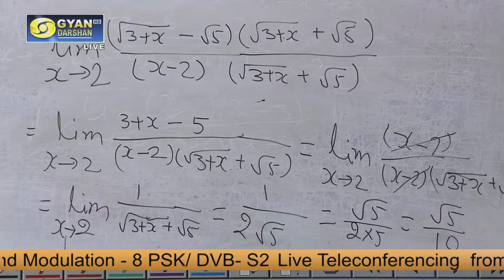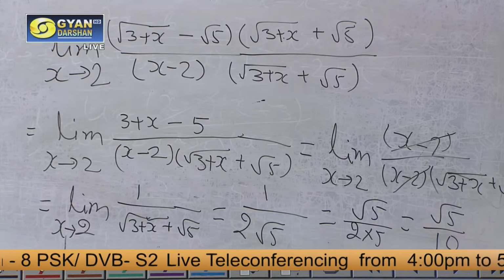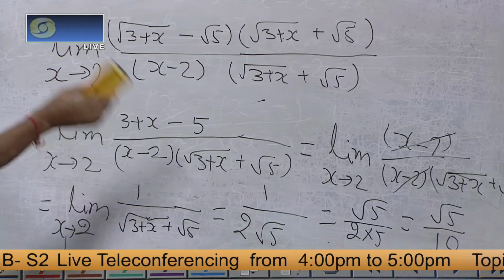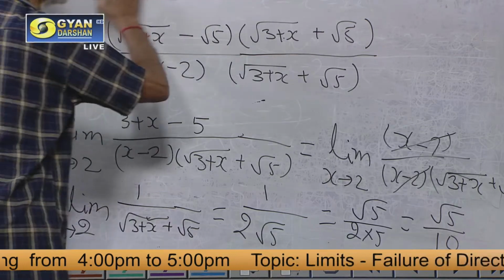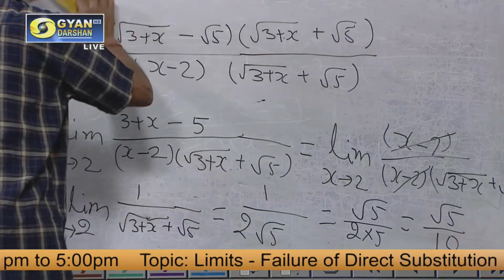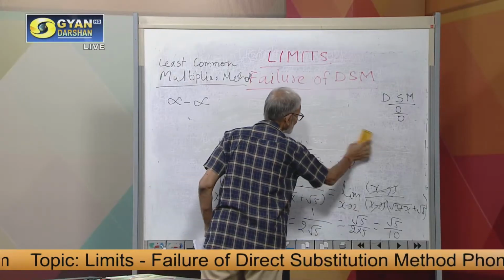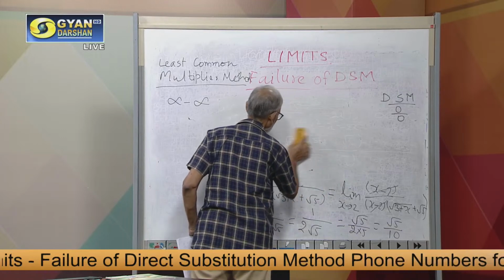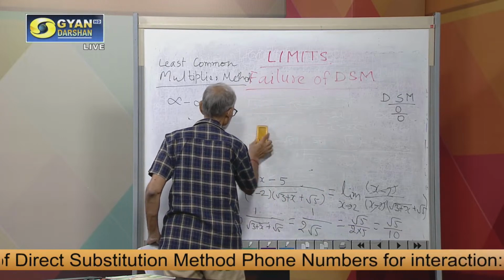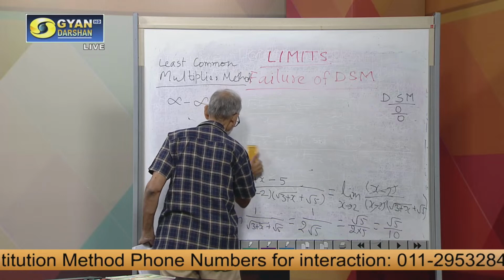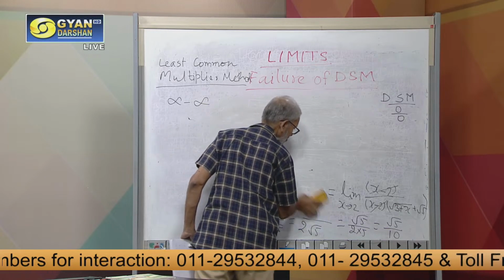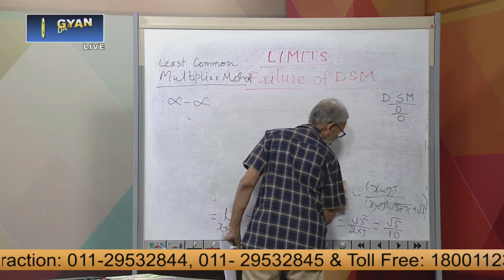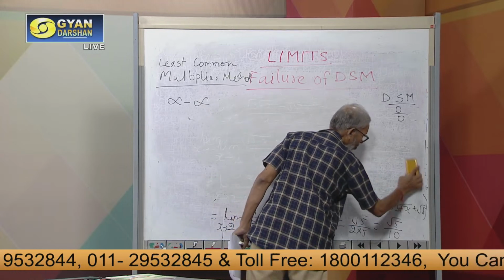Now, the fourth method I will explain. This is use of some standard results. These results have to be kept in your memory, so that you can use them when they come in the function, and then you can solve the problems of limits.